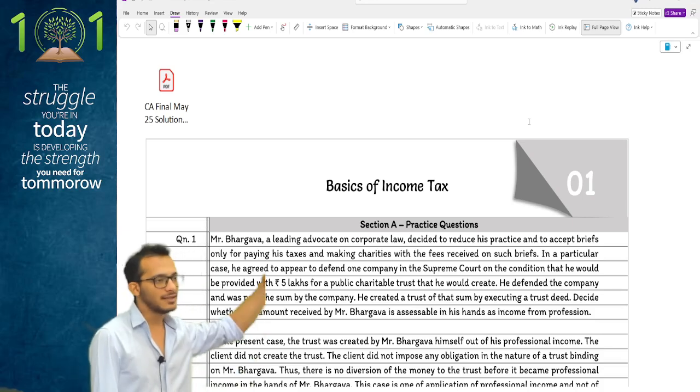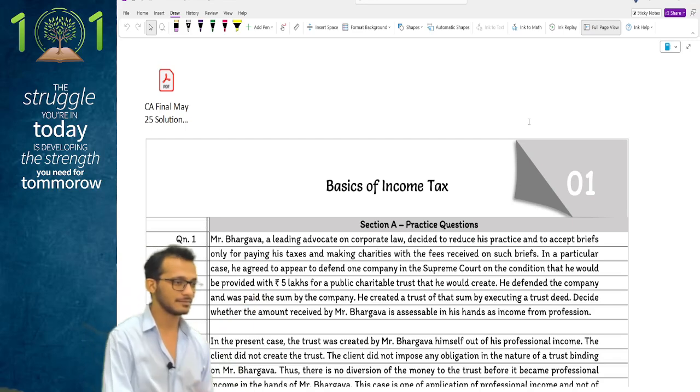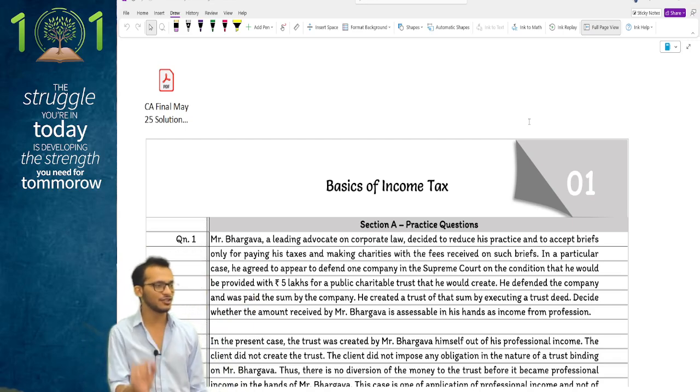Yes. Now, Rahul, if a question like this comes, how do you write it in an exam? You write application of income, full marks.